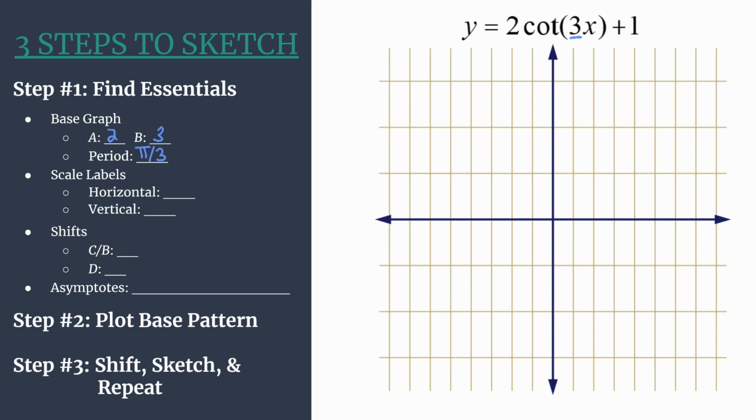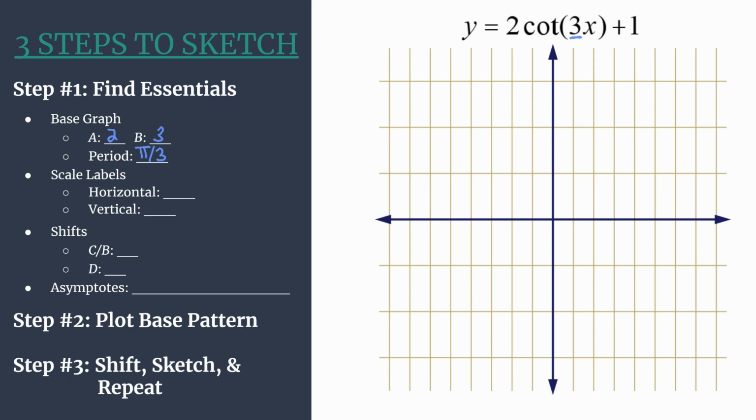And now that we have this basic information, we can choose how to label our axes. And the horizontal label, I think, is the most important. Take your period and divide by 4. And this will ensure that when you're plotting that starting graph, that base pattern in step 2, all of your key points will align with your horizontal tick marks. And that just makes for some nice, clean graphing.